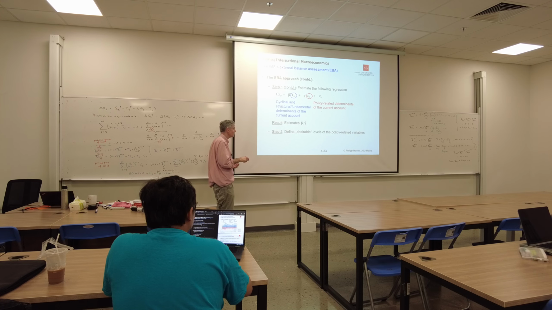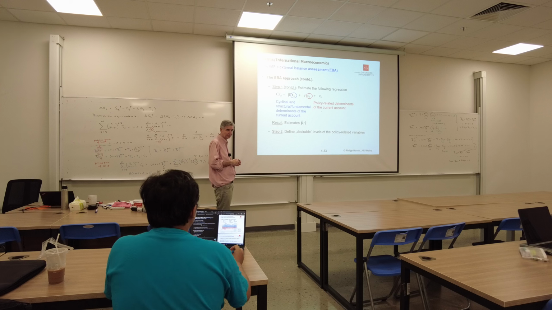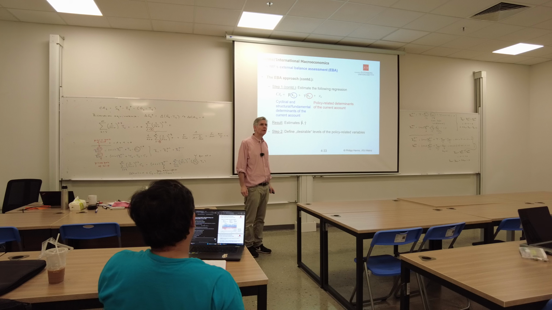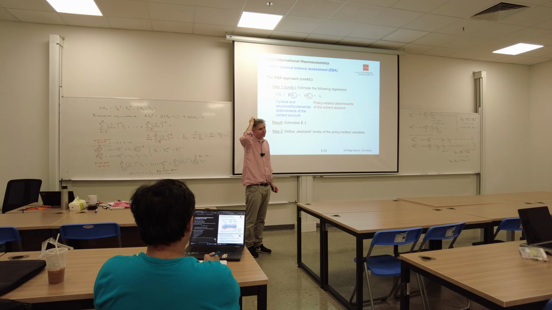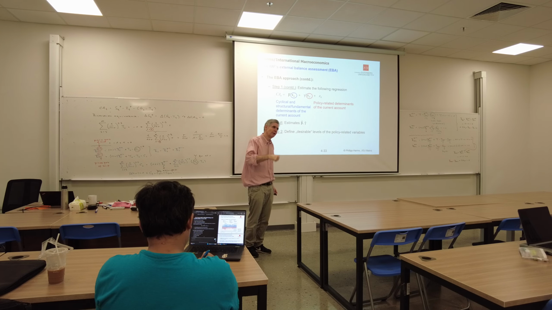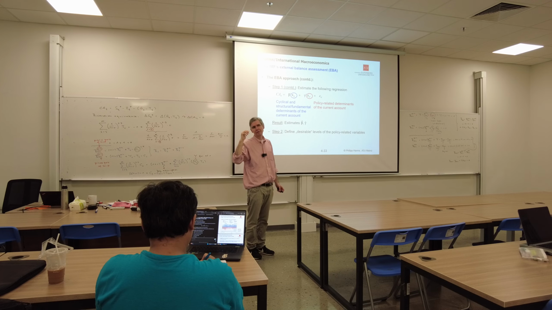Next thing is you define the desirable level of the policy-related variables. So the IMF sits down and says, well, we think that in Greece the budget deficit is too large and should be lower. In Germany, the budget deficit is too small, and the German government should spend more money. In country X, health spending is too high. In country Z, health spending is too low. These are policy variables that the government can affect.